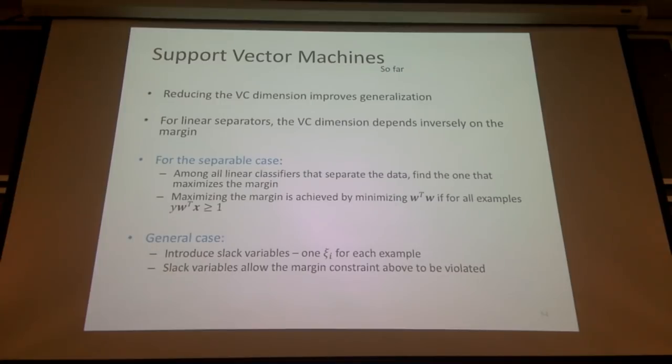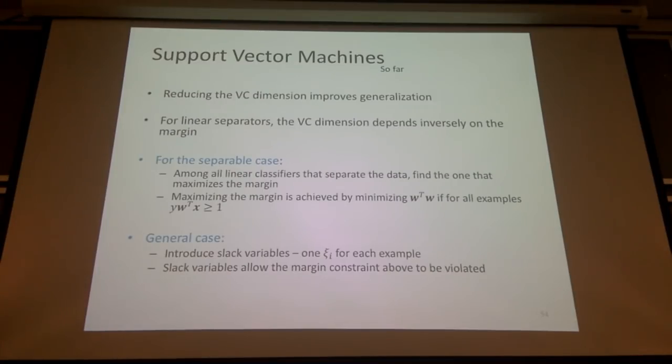Then there's this theorem from Vapnik that says for linear classifiers, the VC dimension varies inversely as the margin of the classifier. This gives a concrete strategy for defining the best linear classifier, which in the separable case is what we call the hard SVM. We have the learning objective of finding a linear classifier that maximizes the margin, because maximizing the margin corresponds to lower VC dimension, and lower VC dimension gives you better generalization. So, among all linear classifiers that separate the data, find the one that maximizes the margin.